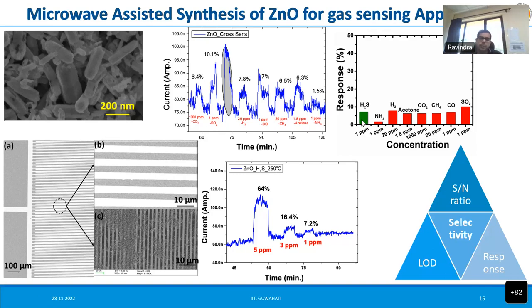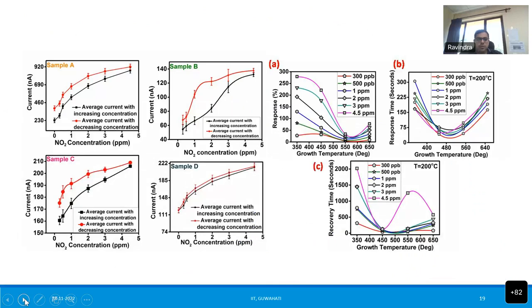Okay, so now we have highlighted some issues like signal to noise ratio, selectivity, limit of detection, response, those things were some issues. Okay, some of you who might be working in the domain might know that 64% is high for 5 ppm ammonia, but it is not that high, so that's why this response term is written.